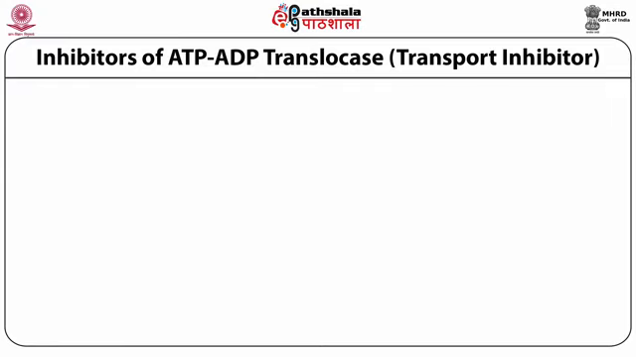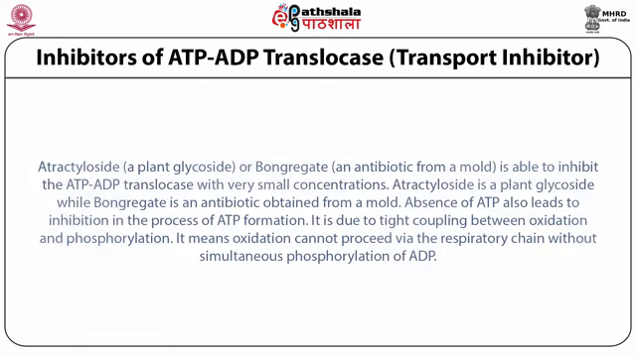Inhibitors of ATP-ADP translocase, that is, what we call transport inhibitors. Atractyloside, a plant glycoside, or bongkrekic acid, an antibiotic from fungi, is able to inhibit the ATP-ADP translocase at very small concentration. Atractyloside is a plant glycoside.